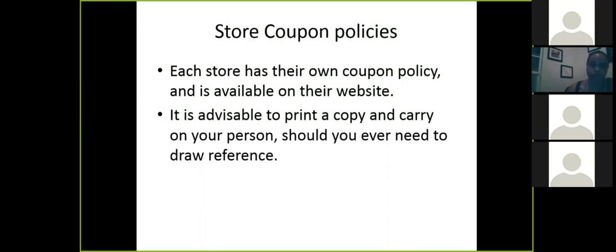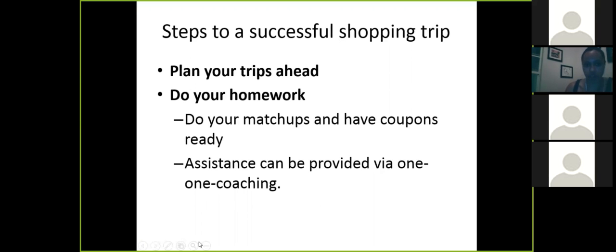It is advisable to just print a copy of that and carry it in your wallet or your purse, just as reference. So if a cashier argues with you about something, you say, hey, listen, your policy indicates that I can use this on that item. So just an FYI.